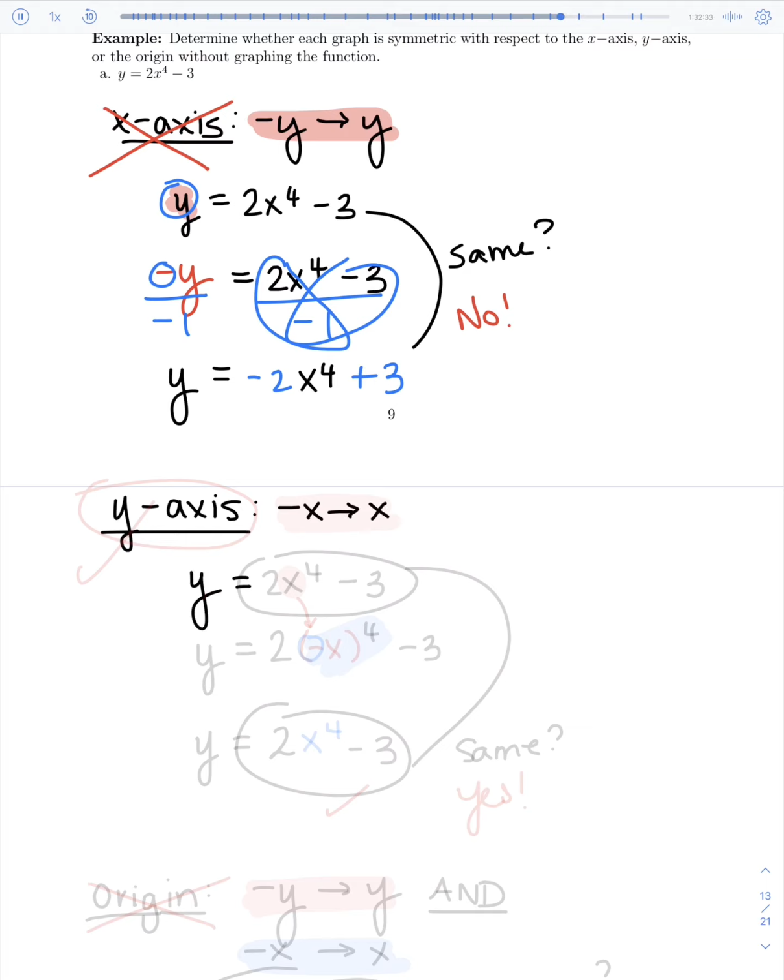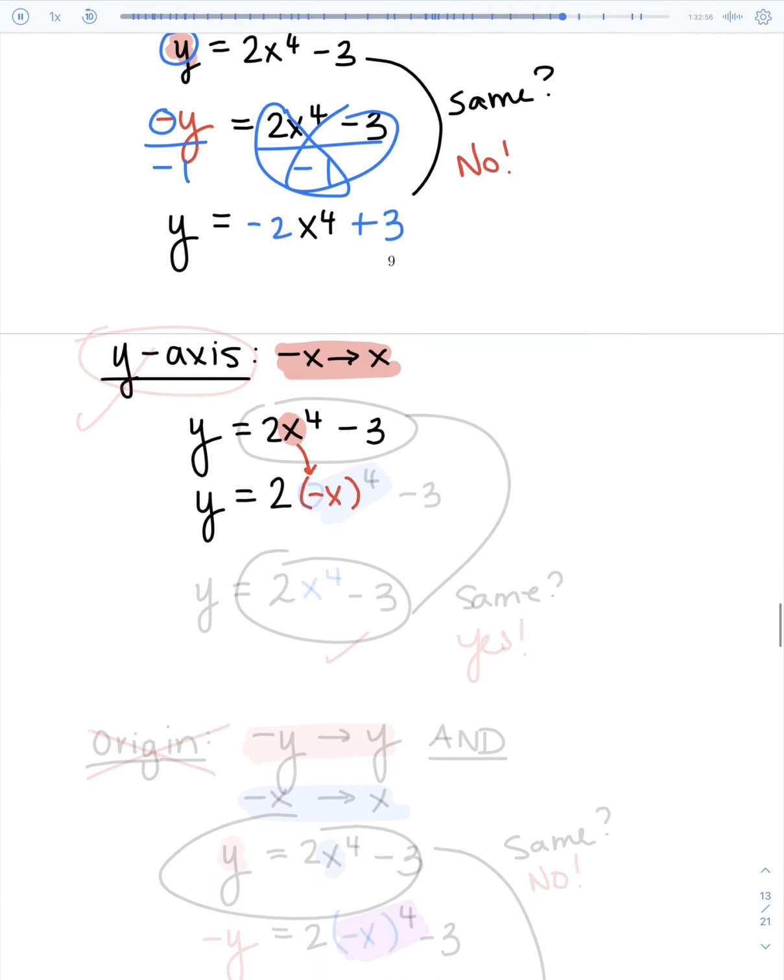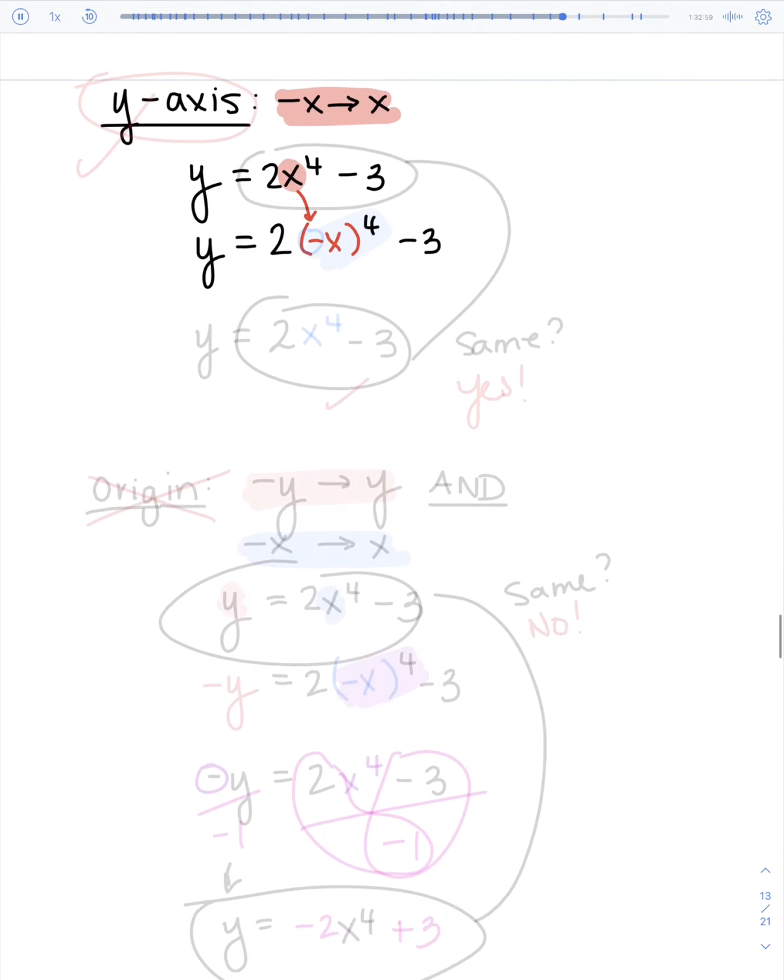So we've got y equals 2x to the fourth minus 3. And plugging in a negative x wherever there's an x. So we've got a negative x that's going to go in here for our x. So that'll leave us with y equals 2. The negative x will get plugged in for the x, which is raised to the fourth power and has a minus 3.